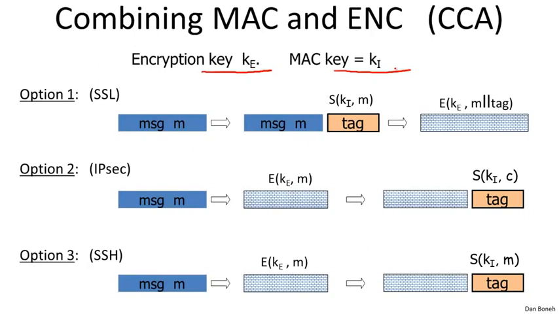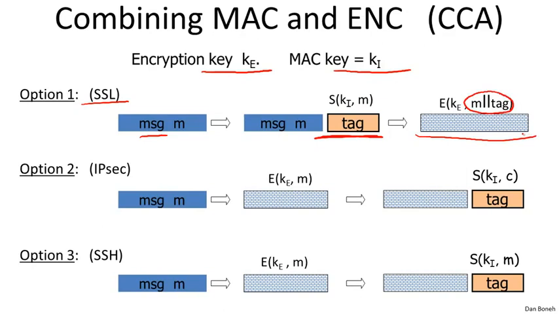The first example is the SSL protocol. The way SSL combines encryption and MAC in the hope of achieving authenticated encryption is the following. You take the plaintext M, and then you compute a MAC on the plaintext M. You use your MAC key, K_I, to compute a tag for this message M. Then you concatenate the tag to the message, and then you encrypt the concatenation of the message and the tag. And what comes out is the actual final ciphertext. So that's option number one.